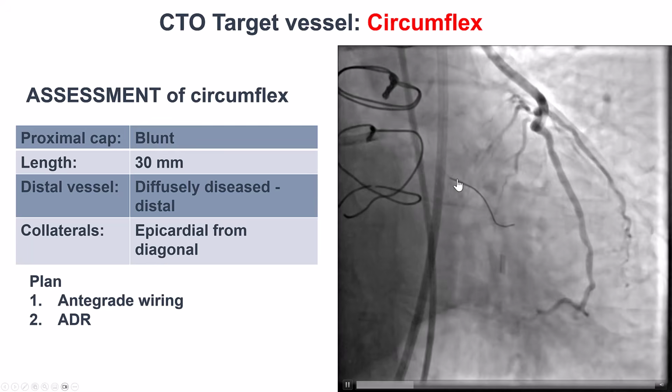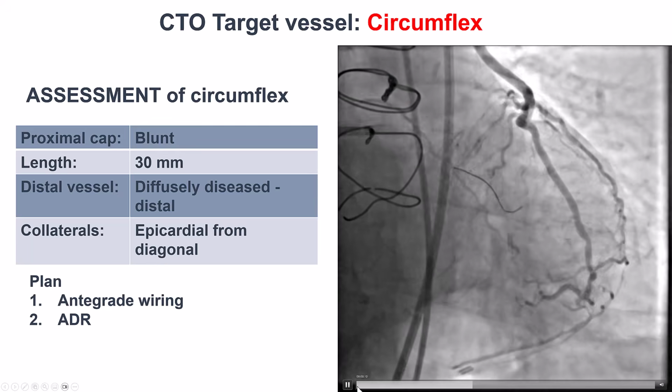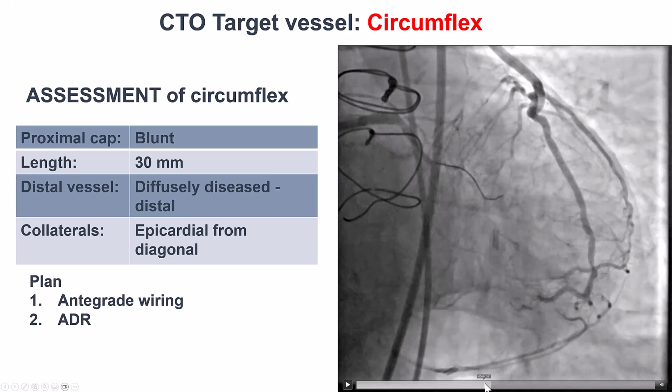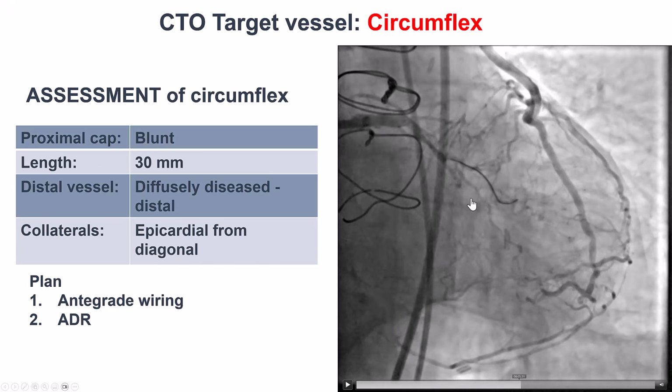So to summarize, what we have is a CTO of the mid-circumflex. It does have a blunt proximal cap. The length to the first vessel, which is the second obtuse marginal, is about 30 millimeters, but then there is more CTO going further down. The distal vessel is diffusely diseased, and the collaterals are epicardial.